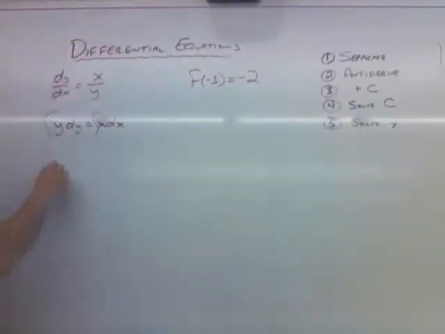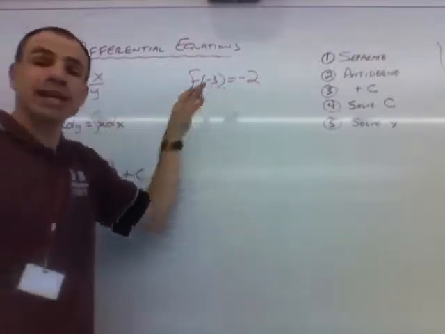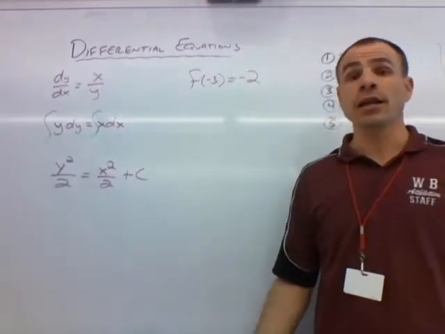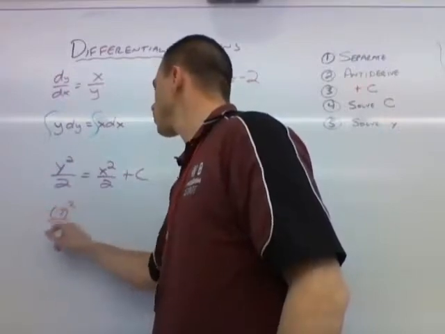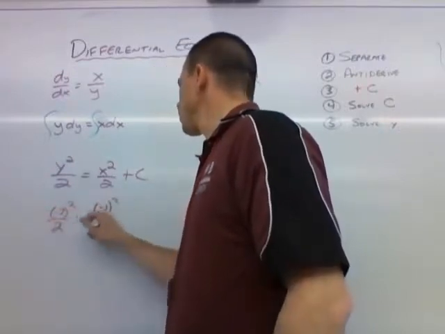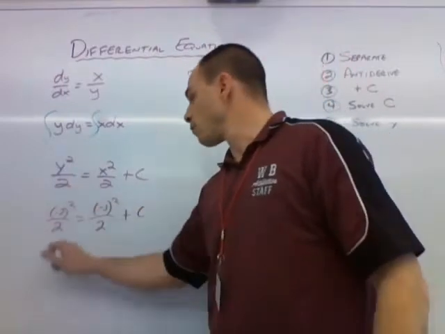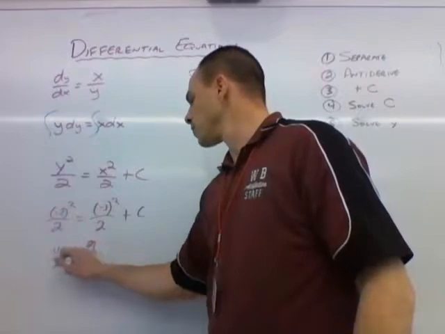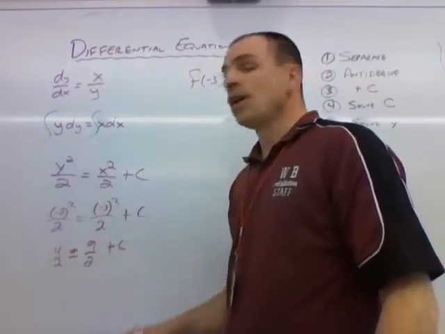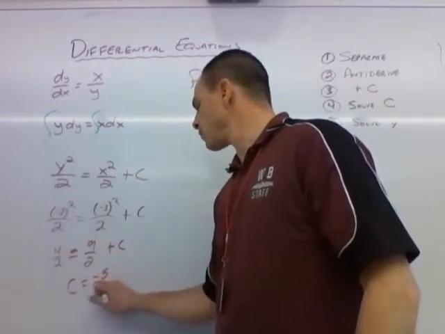Okay, so we have y squared over 2 equals x squared over 2 plus c. And we know that when we plug in -3 for x and -2 for y, that's going to give us our value for c. So we're going to have -2 squared over 2 equal to -3 squared over 2 plus c. -2 squared is 4, so we have 4 over 2. -3 squared is 9, so we have 9 over 2 plus c. So if we subtract 9/2 from both sides, we see that c is equal to -5 over 2.